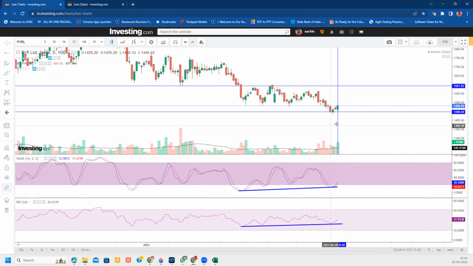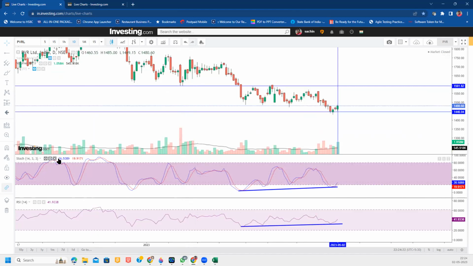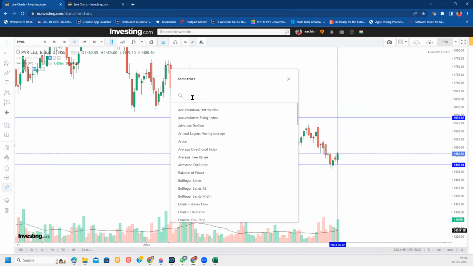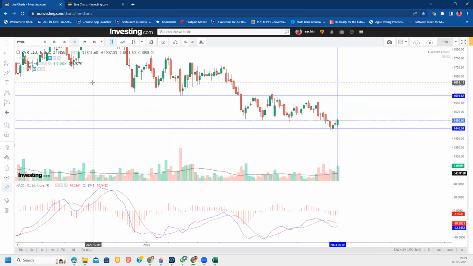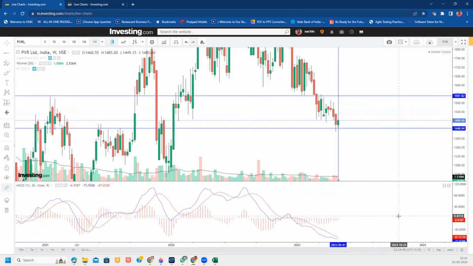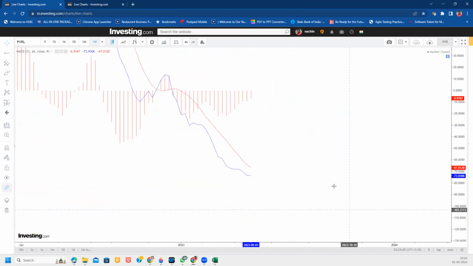In the daily time frame, what is it saying? I'm going very slow. I'm just taking the first one, MACD, that is the trend indicator, and MACD we will always check on a higher time frame. So if you look closely at MACD, what is it doing?